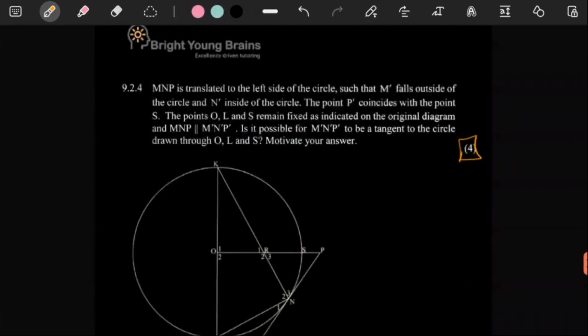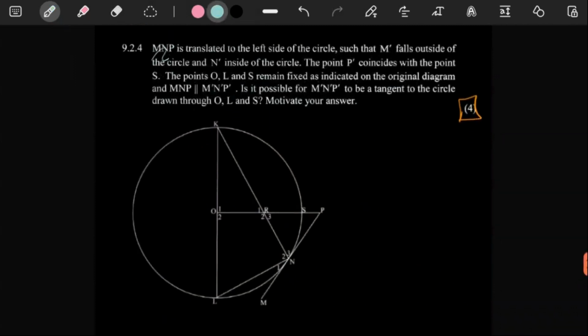With all this being said, they said MNP is translated to the left of the circle. So it's a line that is moved to the left, somewhere here or somewhere there, it doesn't matter. They are moving it to the left of the circle, such that the new point of M... What they mean is, if you're moving this line MNP, you're going to have a new P over here, a new N over here, and a new M over there. That's the idea behind this question.